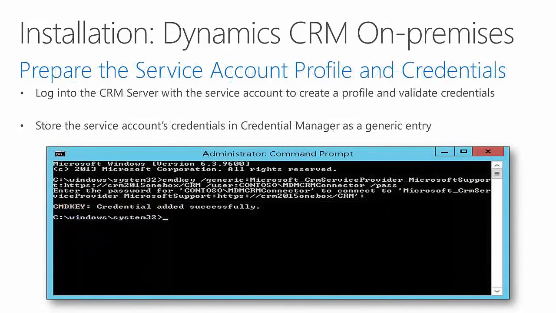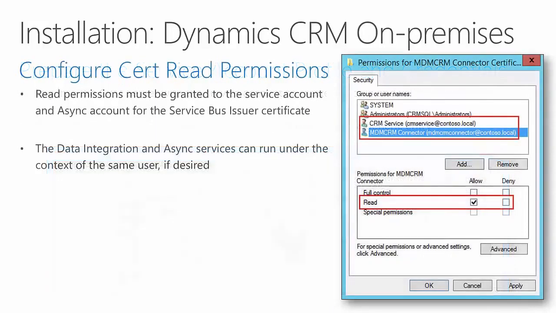In order to prepare the service account for use with the data integration service, this account should be logged into the CRM server that will be hosting the data integration service to create a profile and validate the credentials. Once complete, the service account's credentials should be added to Windows Credential Manager by running the cmdkey command through an elevated command prompt as seen in this slide.